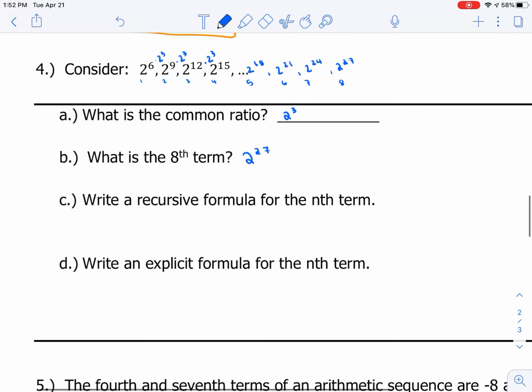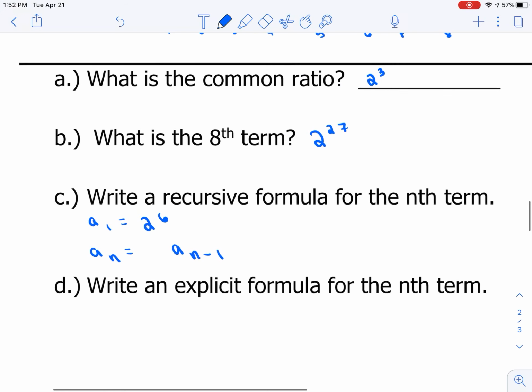Write a recursive formula. So when you're writing this recursive formula, we're going to say a sub 1 equals 2 to the 6th. And then we're going to say that a sub n equals, remember we need that a sub n minus 1, so that means the previous term, and we're taking that previous term and multiplying it by 2 to the third each time. Now, finally, to write the explicit formula, we're going to do a sub n equals, remember that we need to take our first term.